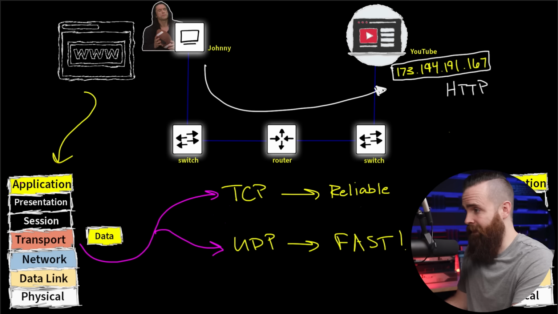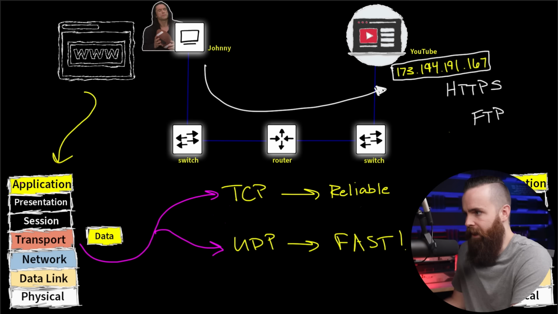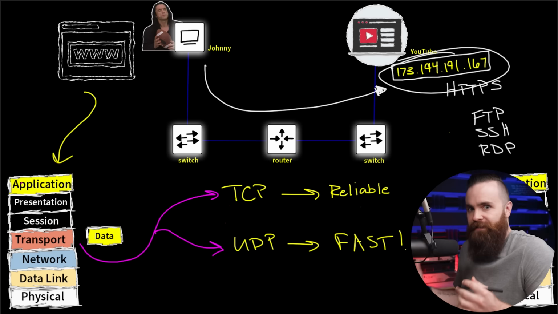But what if that YouTube server wasn't just doing a website? What if it also had FTP, a file transfer protocol server? What if it had SSH and RDP? Both protocols that we can use to access a server remotely. So if I wanted to SSH and log into the command line of that YouTube server, how do I tell it that? How do I go to the IP address and say, I want to SSH and not just, I want to watch a video? That is what those port numbers are for.